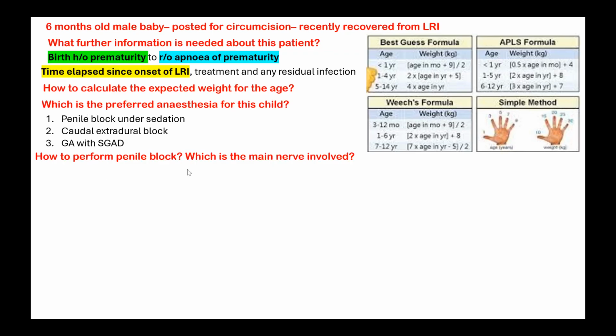So how to perform a penile block? Which is the main nerve involved in this block?